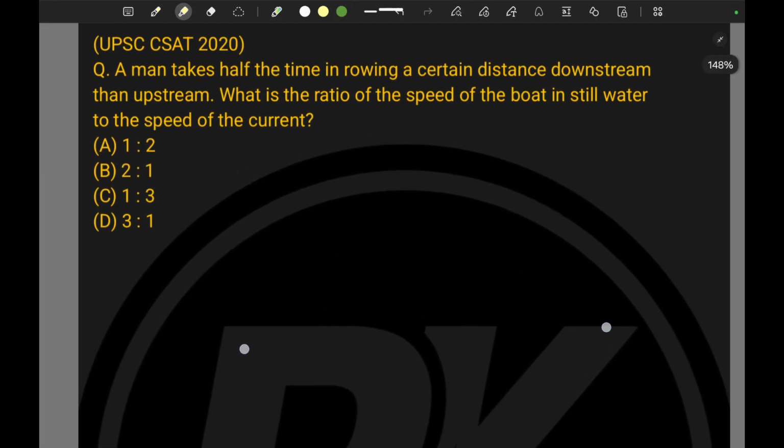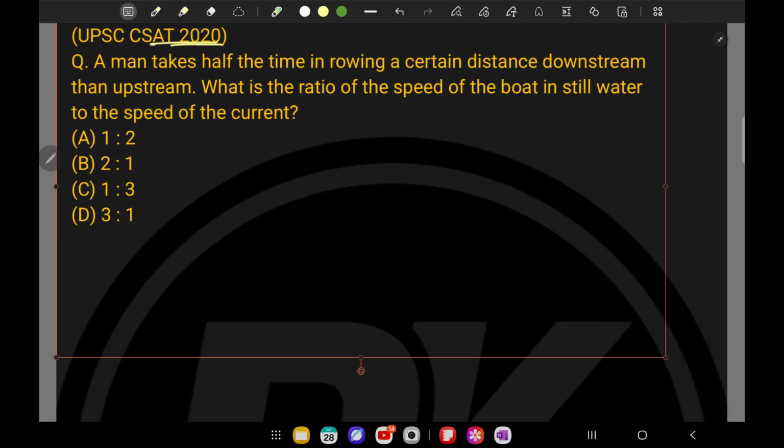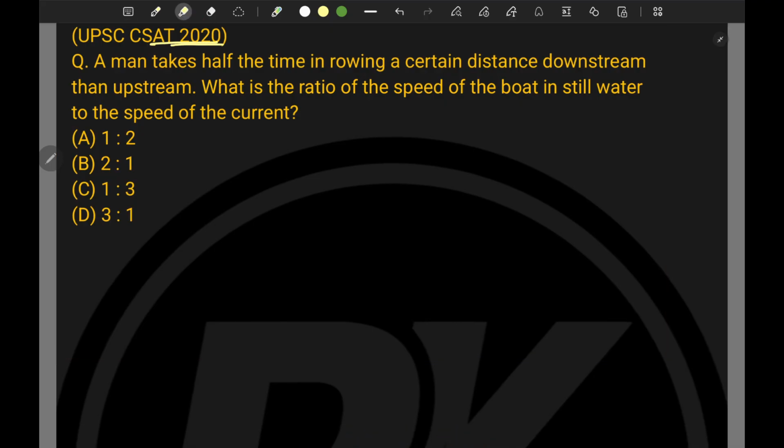Okay, now let us see some actual UPSC problems. Now this question is from UPSC CSAT 2020. Now what is asked? A man takes half the time in covering a certain distance downstream than upstream. That means, see, going upstream and downstream, if in the downstream it is taking time t, it is taking 2t time in the upstream. That is what is given, right? Compared to this, in the downstream, it is just taking half the time. What is the ratio of the speed of the boat in still water and the speed of the current?